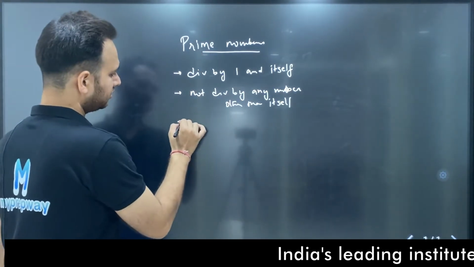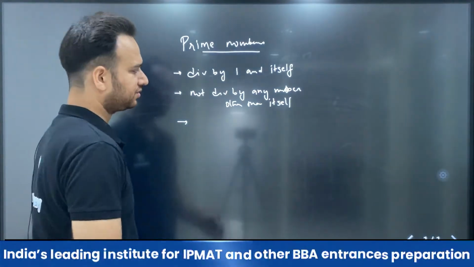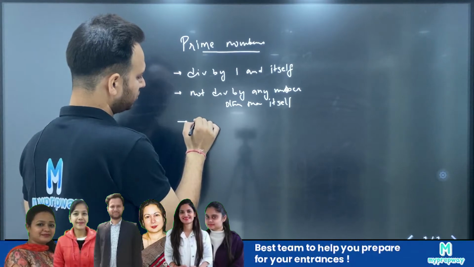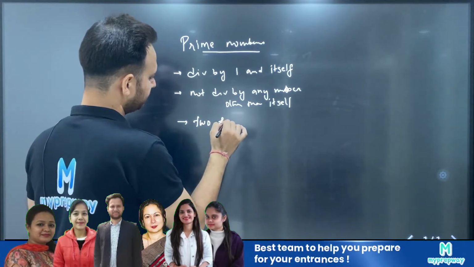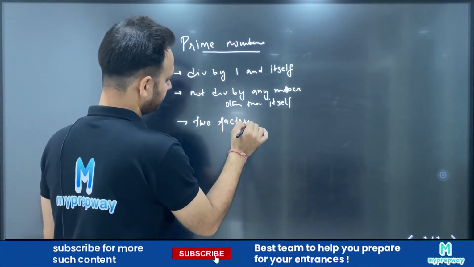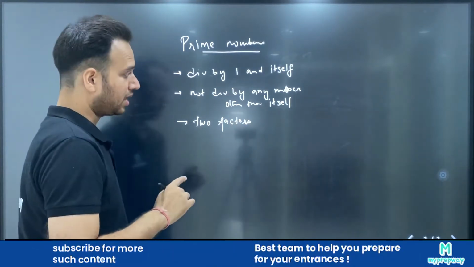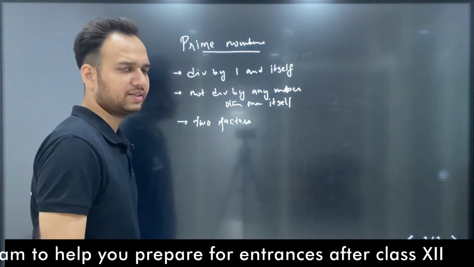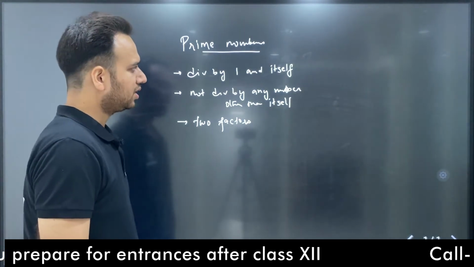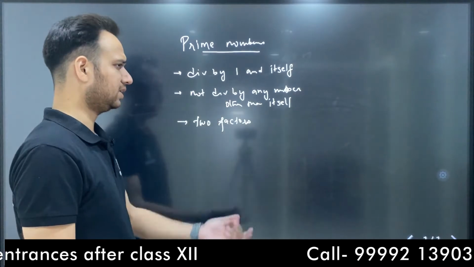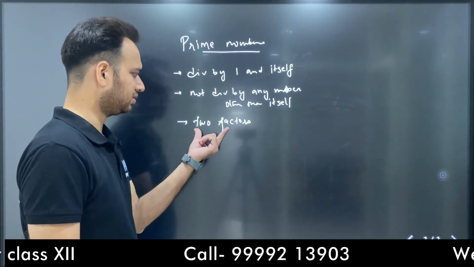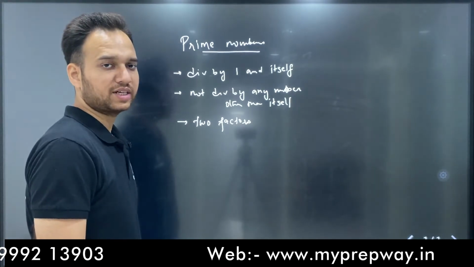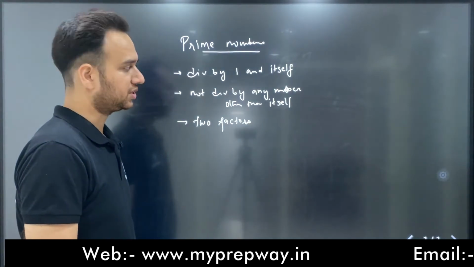The third definition that I have heard is the numbers which have exactly two factors are prime numbers, and so on. You may know any other definition of this also. The problem with these definitions is that this last definition is perfect. The numbers which have exactly two factors are called prime numbers is the perfect definition.